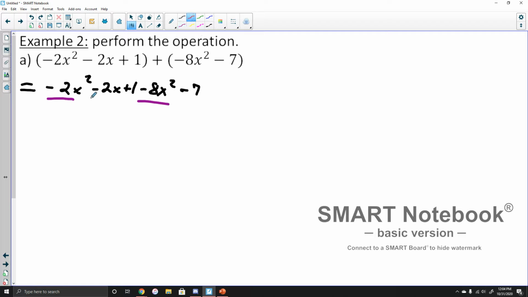So now we have a -2x. Do we have any other x's? It doesn't look like we do. So let's move on. And then we have a +1 and a -7. Good. So now let's combine these. We have 2x squared minus 8x squared, our -2x, plus 1 minus 7.